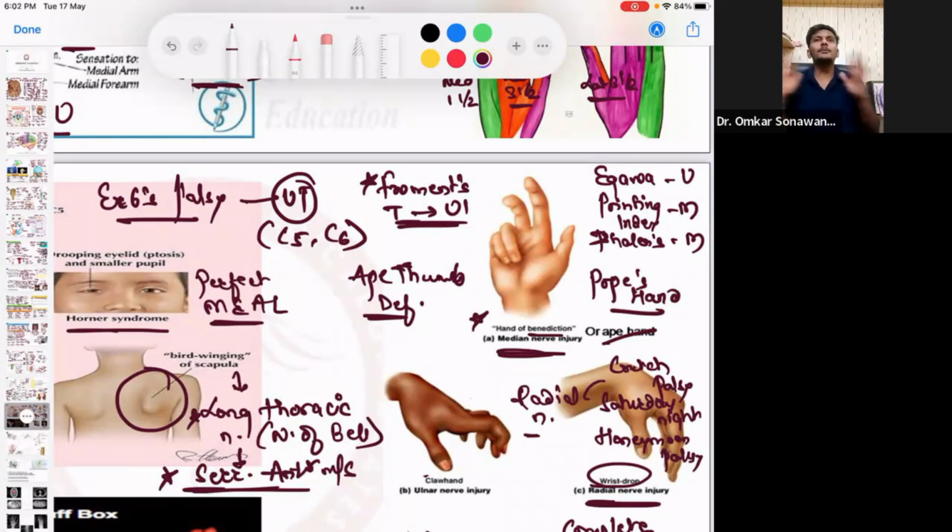Majority of the intrinsic muscles of the hand are innervated by the ulnar nerve. Majority of the flexor compartment muscles of the forearm are innervated by the median nerve. Okay, no problem.